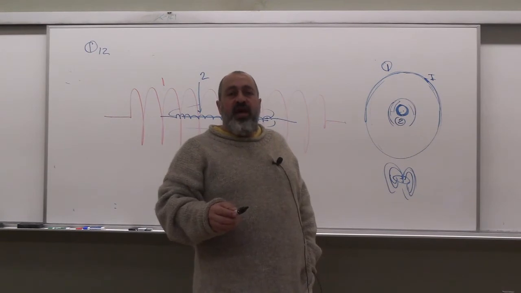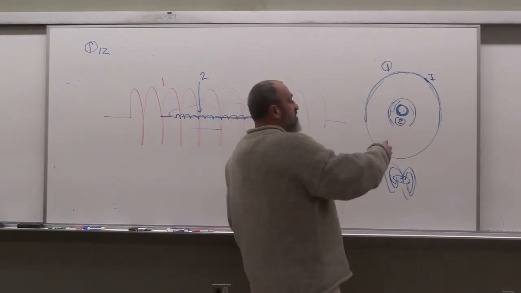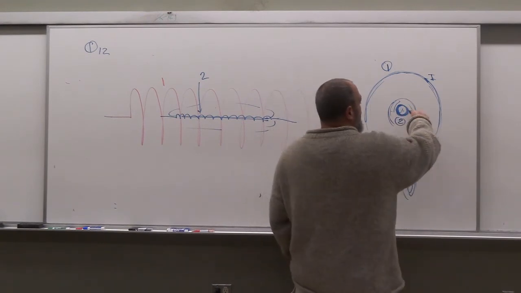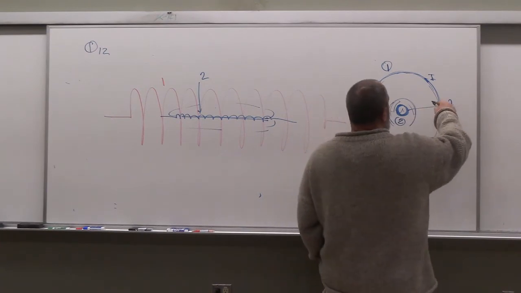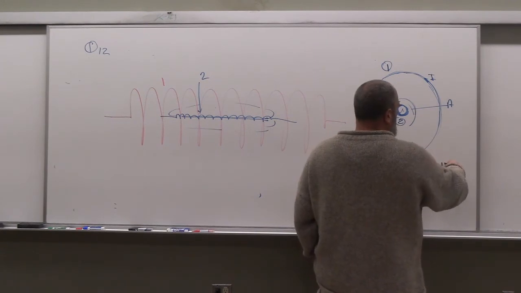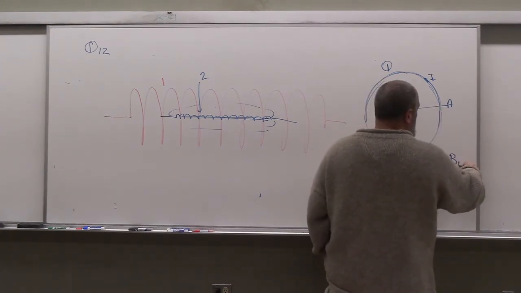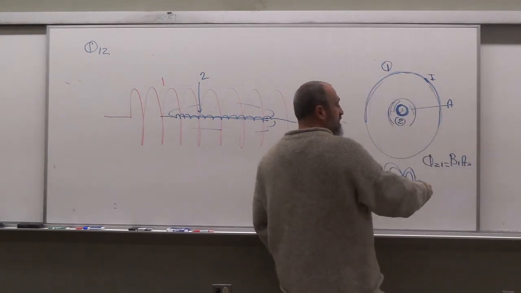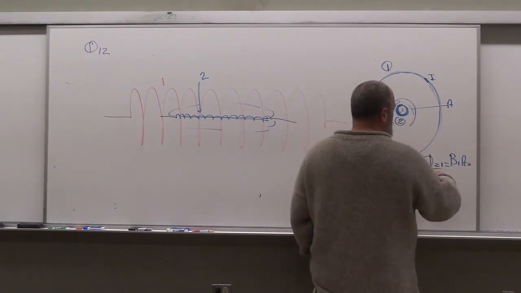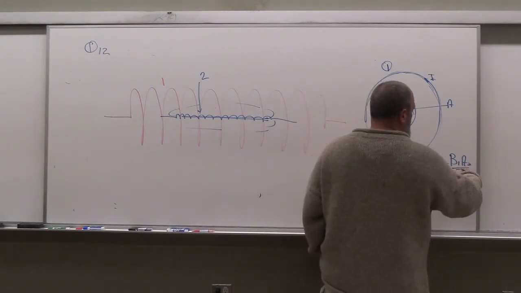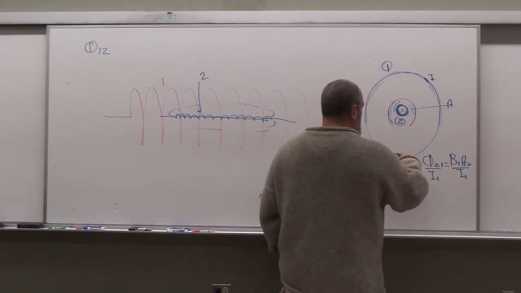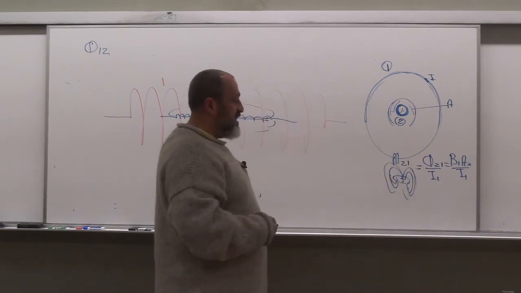You can say that this loop is small enough so that the field doesn't change appreciably in it, and it has little area A, so I'll say that phi in 2 from 1 is equal to B1 at the center times area of 2. Area of 2 is small enough so that B is uniform over it, and that is kind of doable, right? And then you can say that divided by I in 1 is going to give me the mutual inductance in this case. So M into from 1 can be given by that. Okay?